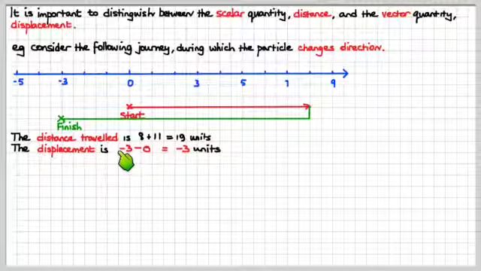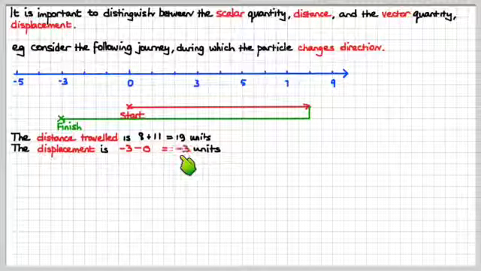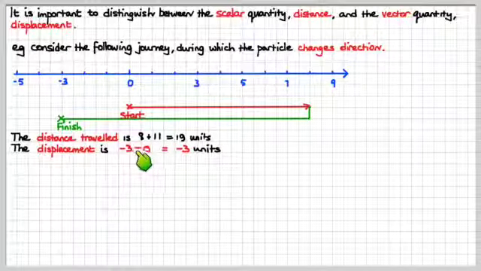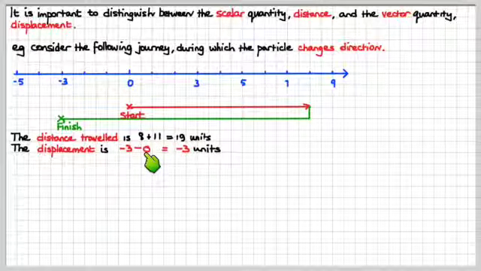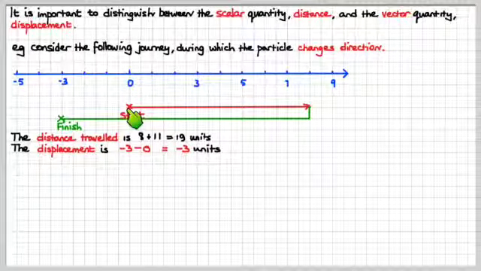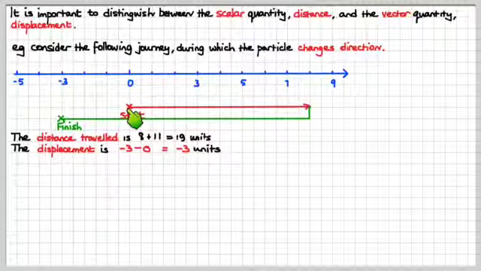Finishing position is -3. Take away the starting position, which was the origin, and that gets you -3 units. You see? We don't care about the journey, we just care about where we ended up compared to where we began. That is what displacement is, okay? There minus there, that's it. See how they're different? Because the particle changed direction.